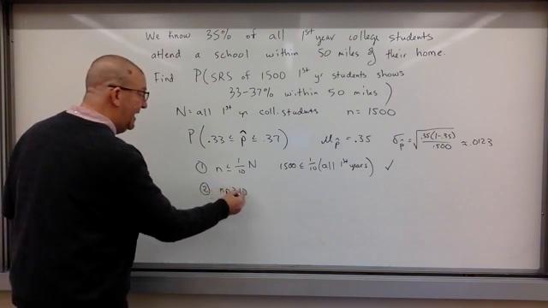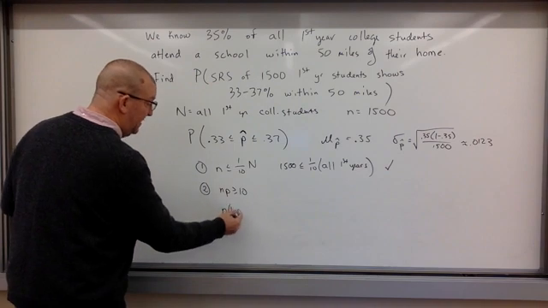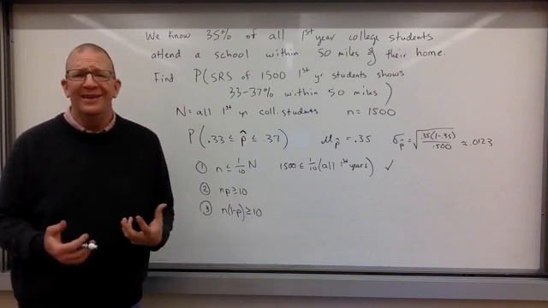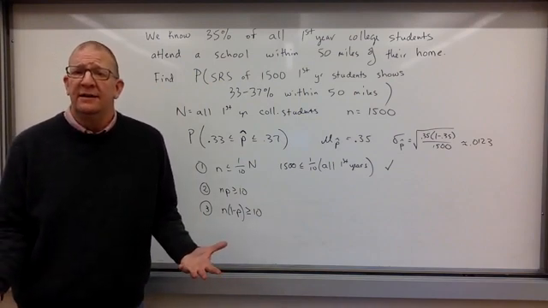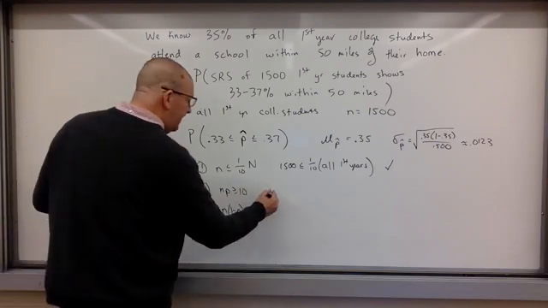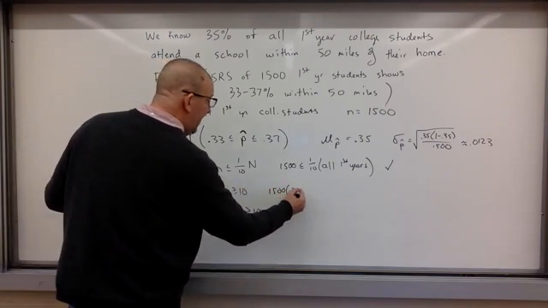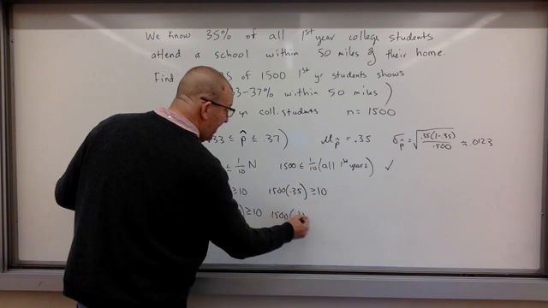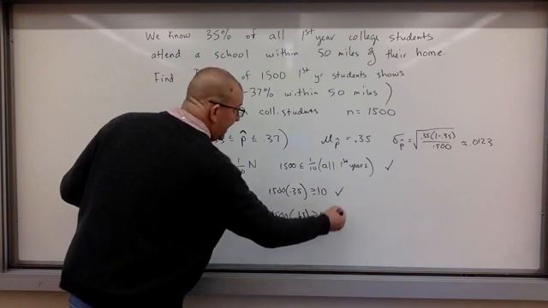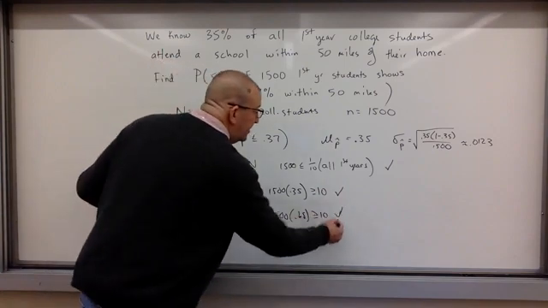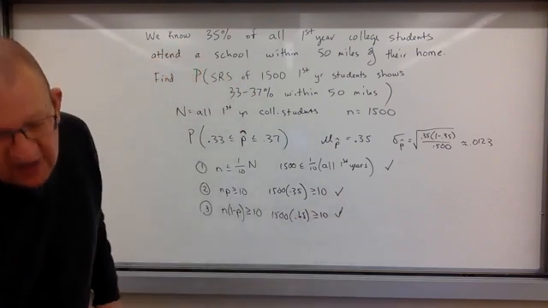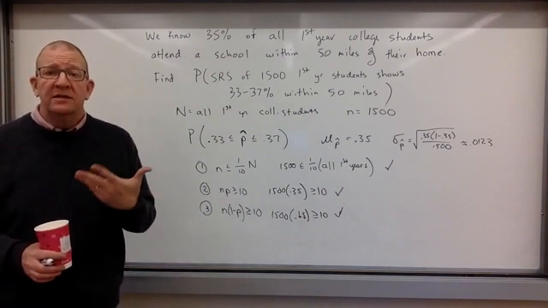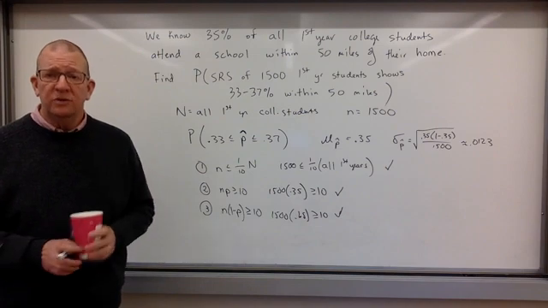How about our proportion conditions? np greater than or equal to 10 and n(1 minus p) greater than or equal to 10. These are what we call our successes and failures. In other words, is it even worth doing this project? 1,500 times 0.35. Yes, that is greater than or equal to 10. How about 1,500 times 0.65? Yes, that's also greater than or equal to 10. Check, check. So what do we conclude? We conclude, therefore, that our samples are normally distributed.